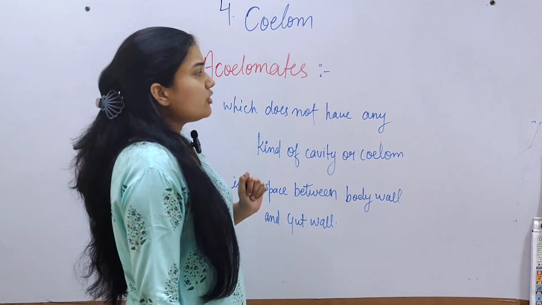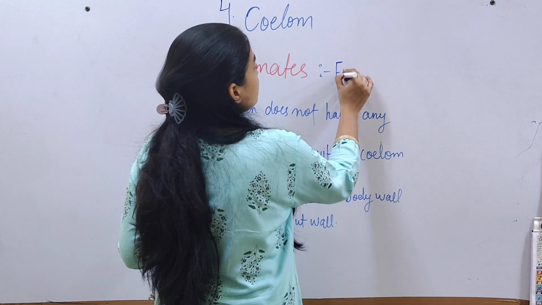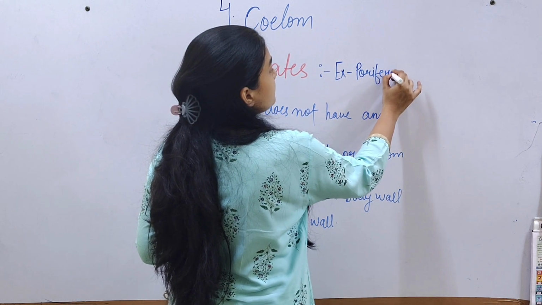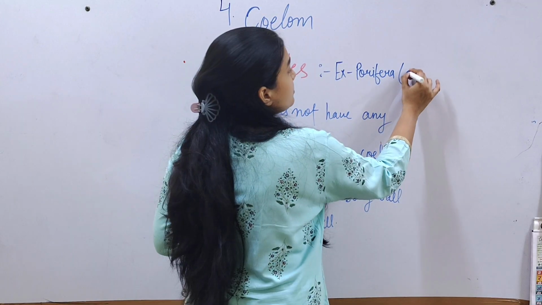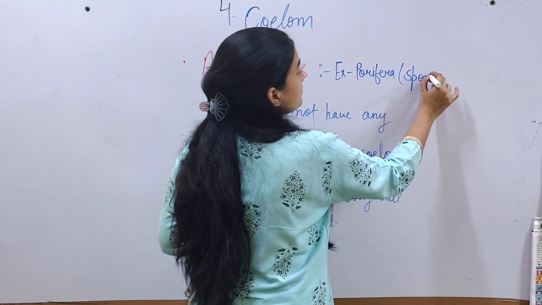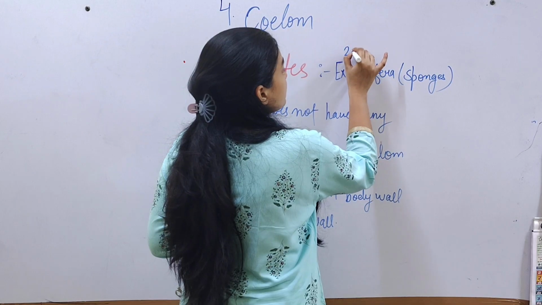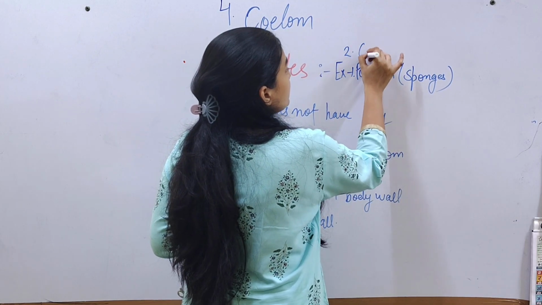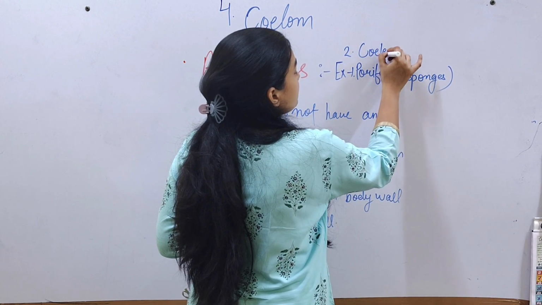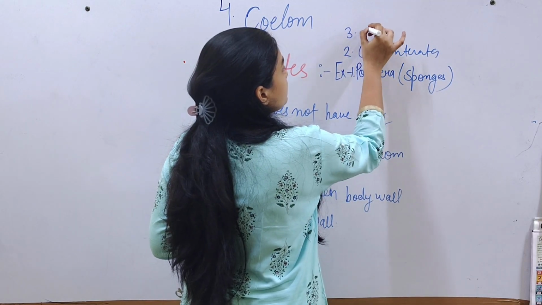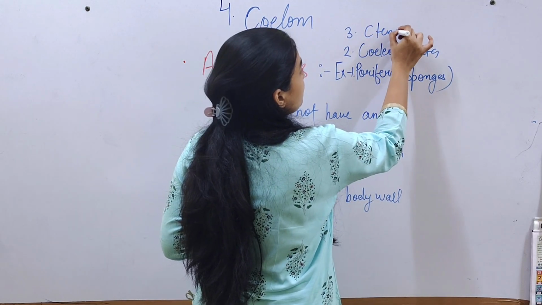The examples of the acoelomate are Porifera, sponges. Second is Coelenterata. Third is Ctenophora.